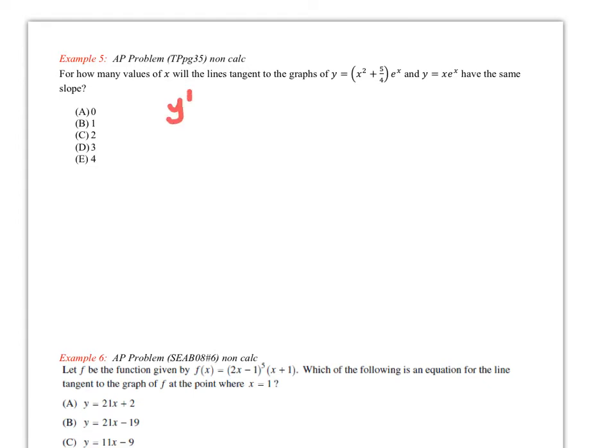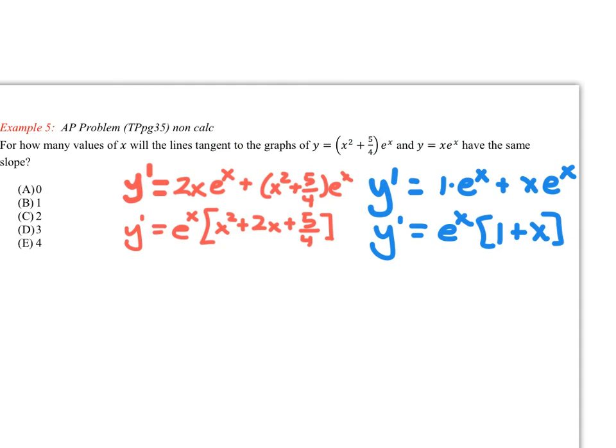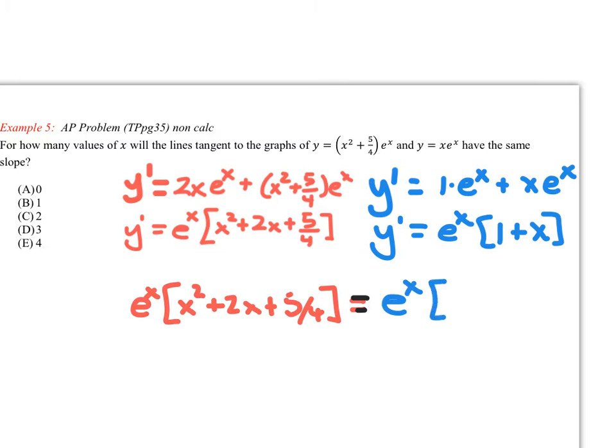I'm going to do each of them. I'll do the first one in red. I'll do the second one in blue. We'll come back and we'll look. Okay, so I use product rule here. Now I want to know when these two derivatives would be equal, so I set them equal. e to the x times quantity x squared plus 2x plus 5/4 is equal to e to the x times 1 plus x. So what you might be wondering is, well, why can't you drop the e to the x's? I have no problem with that.